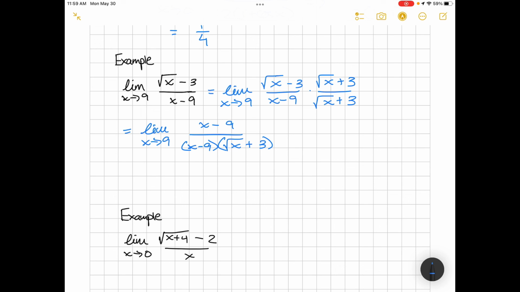And we notice that x minus 9 and x minus 9 can cancel each other out, like that. So this leaves us with the limit as x approaches 9 of 1 over the square root of x plus 3. And now let's plug in 9 for x. If we do that, we see that this limit is going to go to 1 over the square root of 9 plus 3, which is 1 over 3 plus 3, which is 1 over 6.